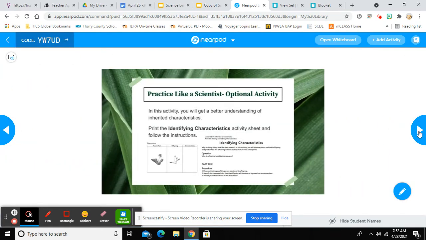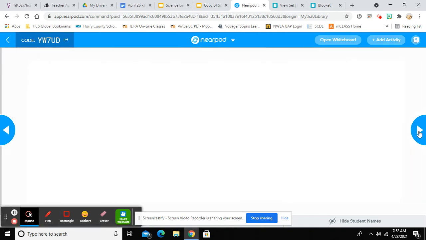So practice like a scientist. This is optional. In this activity, you'll get a better understanding of inherited characteristics. You can print Identifying Characteristics activity sheet and follow the instructions. Like we said, it's optional. You don't have to do it.